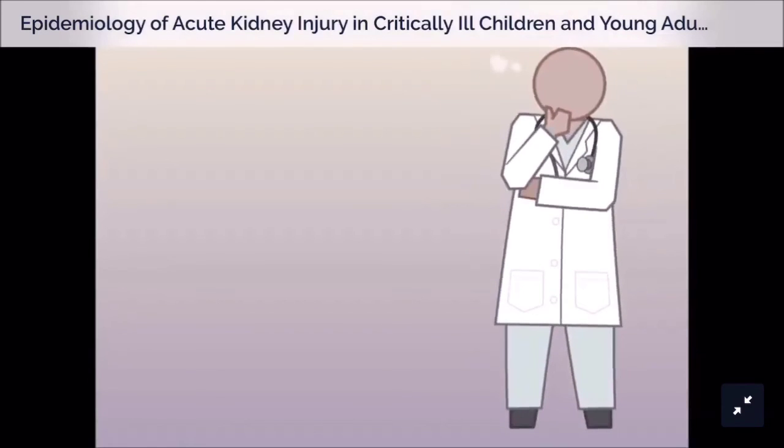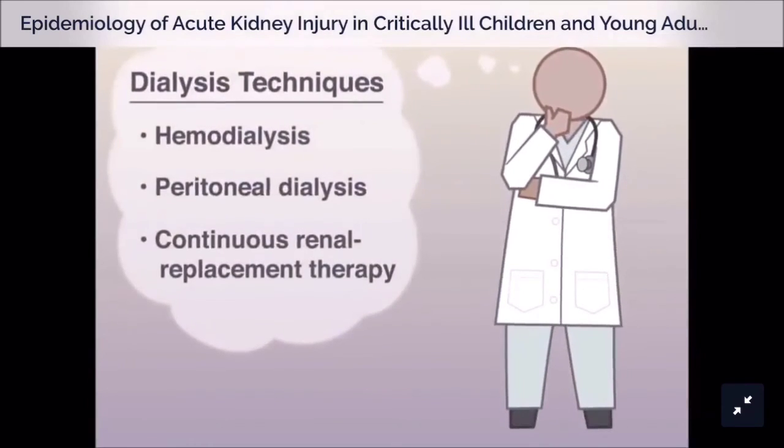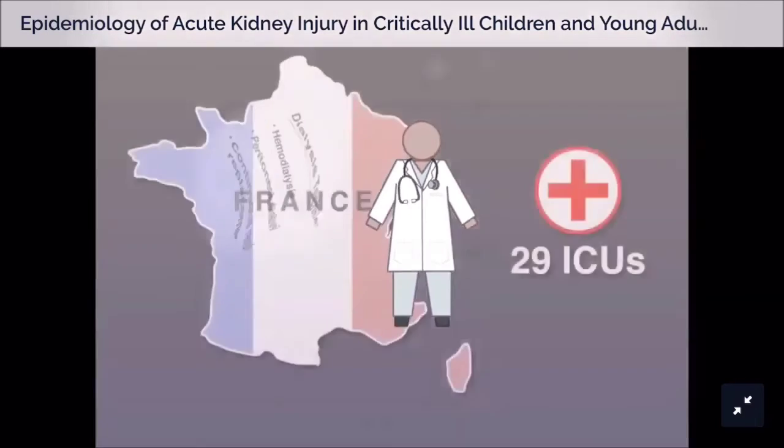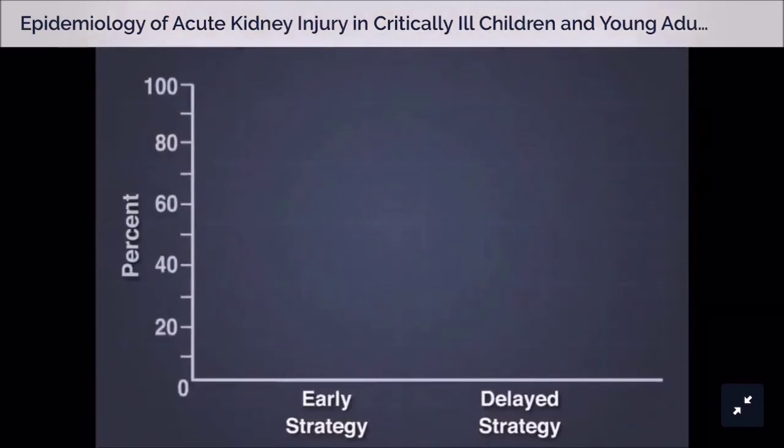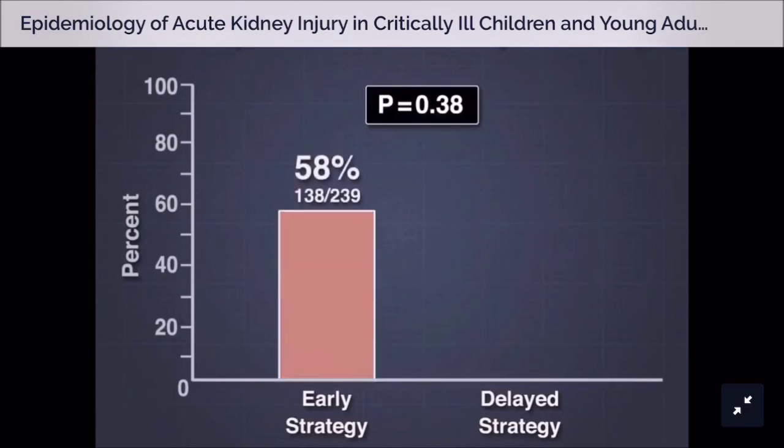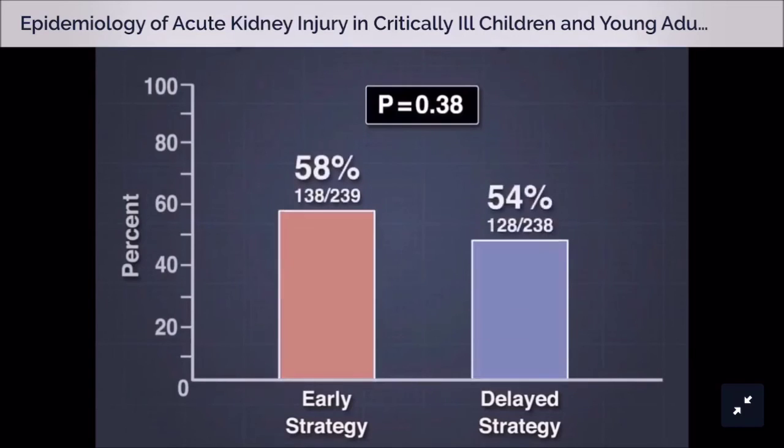The choice of the renal replacement therapy technique was at the discretion of treating clinicians at each of the 29 participating intensive care units in France. The difference in 90-day mortality between groups was not statistically significant, with a rate of 58% in the early strategy group and 54% in the delayed strategy group.